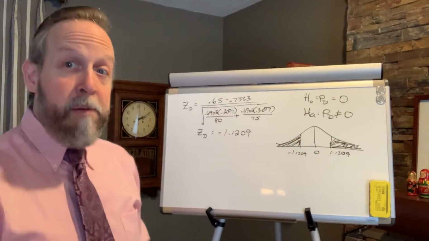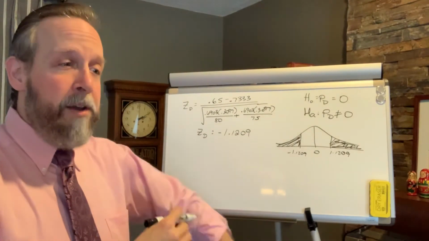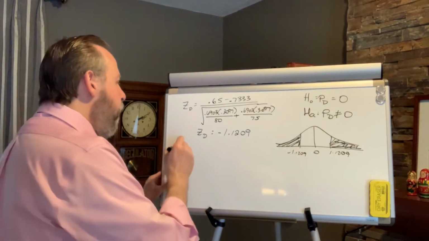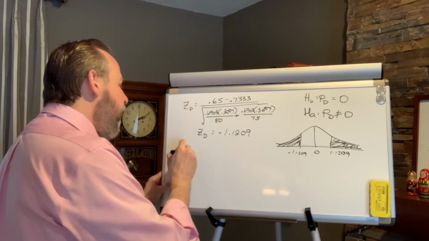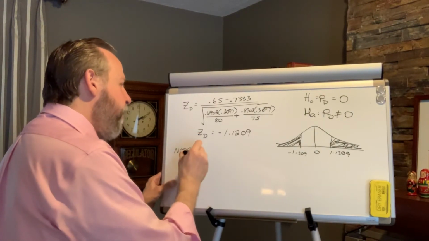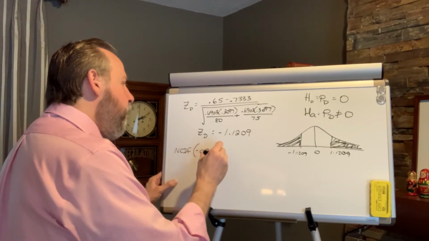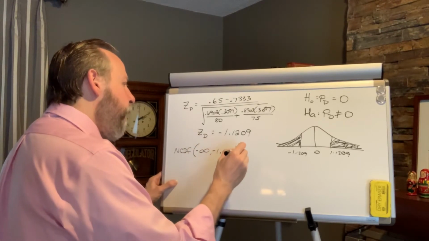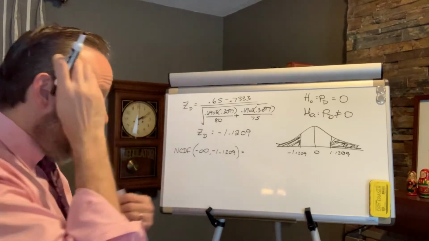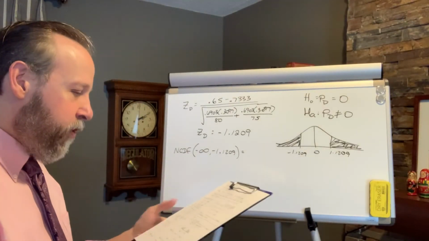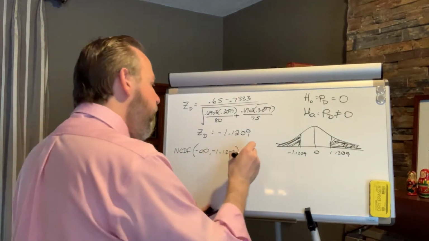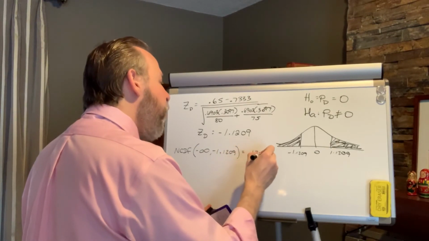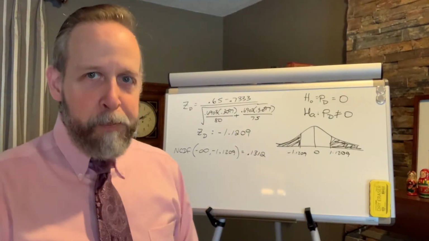How do I find the area using the z-score? Normal CDF. Why are we allowed to use normal CDF? Because we verified the conditions. So from negative infinity to a negative 1.1209 bound, with 0 and 1 as our mean and standard deviation, the area there is 0.1312. Now, listen, that's already more than 5%.